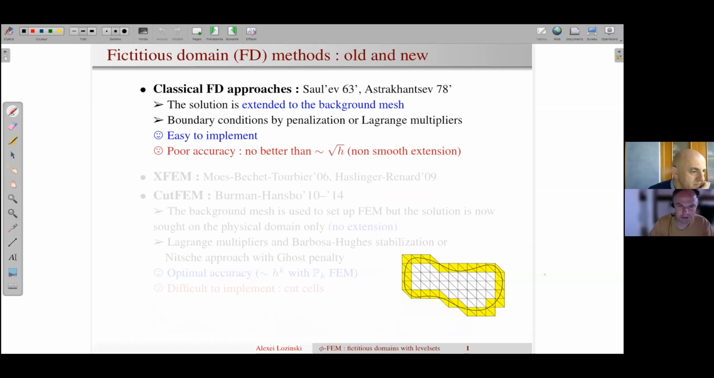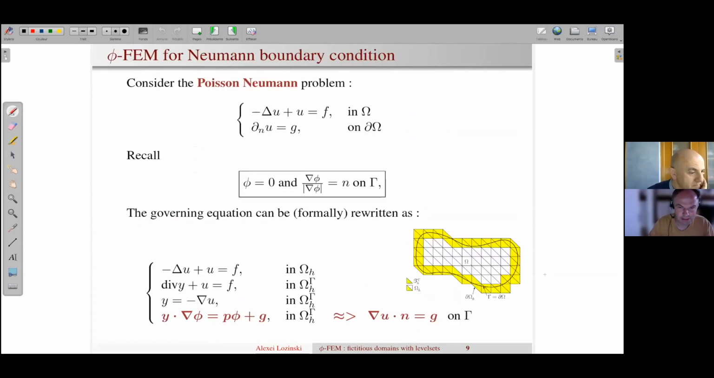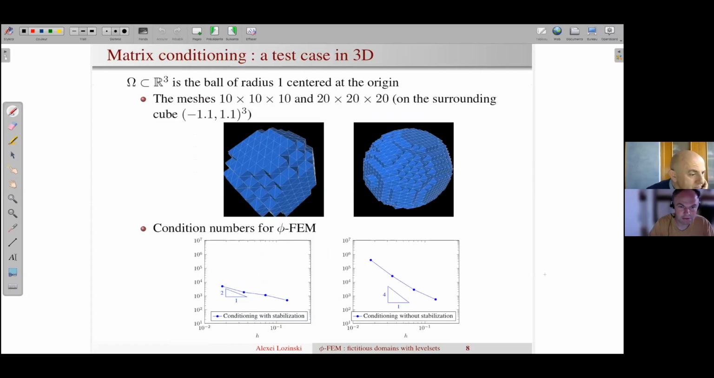Yeah, and could you comment a bit about the stabilization terms that you're using? Yeah, if I can. So I don't know if I can share the screen. Yeah, thank you. Here. Okay, normally you see my presentation. Well, a little bit more slides. Sorry.